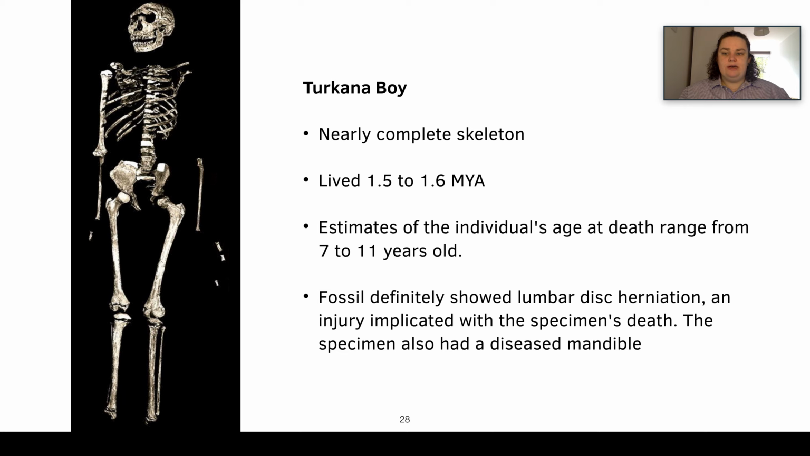And the weird thing about this is that he shows quite a few pathologies. He had a lumbar disc herniation, which is thought to be the cause of death. And he also had a diseased mandible. So when it was first found, everyone assumed that the diseased mandible was the reason why he died, because he couldn't eat. However, it's actually this lumbar disc which made it harder for him to walk.